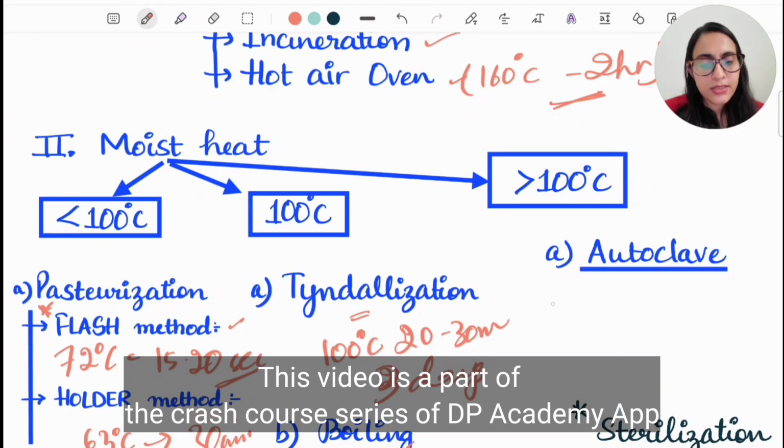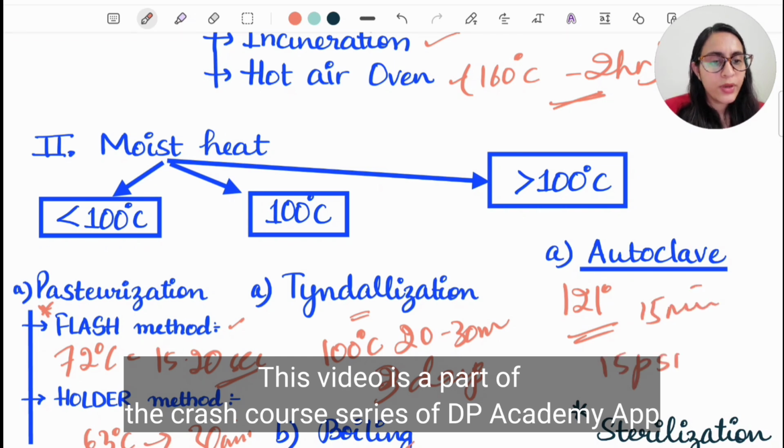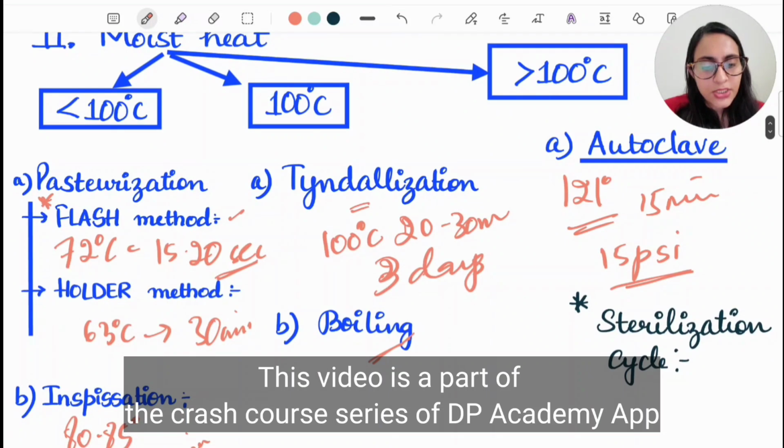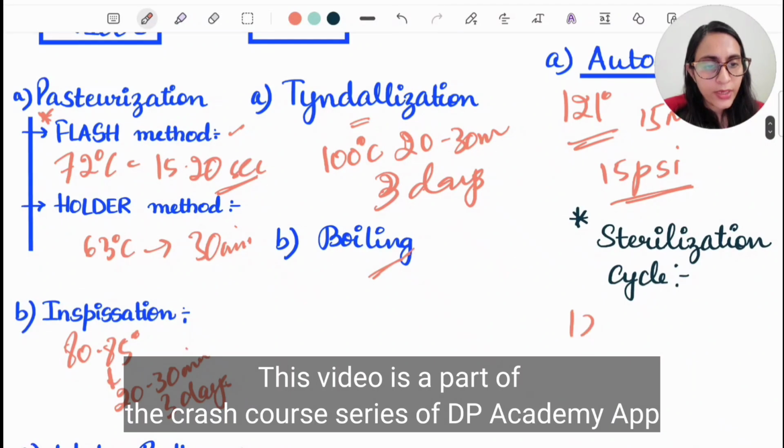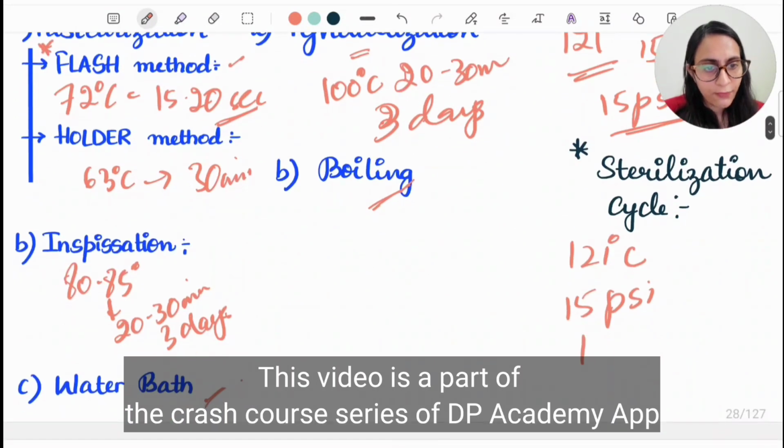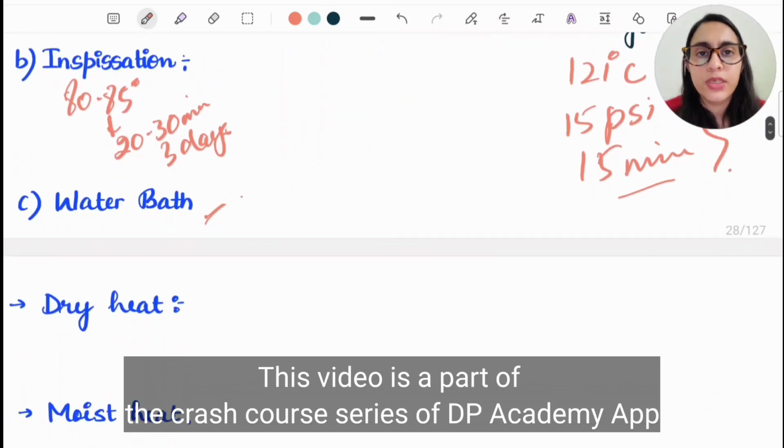More than 100 degrees is the autoclave, 121 degrees Celsius for 15 minutes at 15 pounds per square inch. So the sterilization cycle, this was the question that was asked in NEET 2018 exam. What is the sterilization cycle? It is 121 degrees Celsius, 15 pounds per square inch pressure, and for 15 minutes. This is the sterilization cycle, a very important point that was asked in NEET 2018 exam.